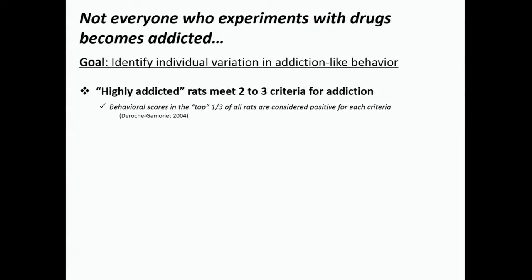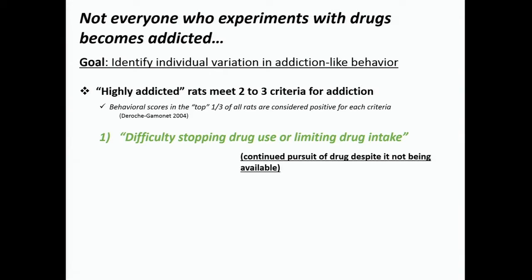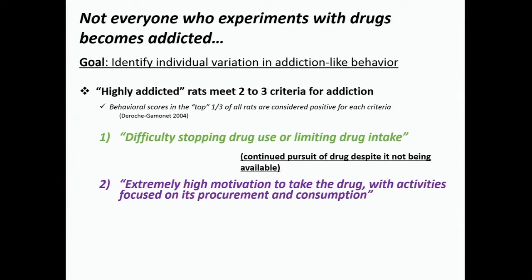And we're going to model this, again, on what has been seen in the human literature and according to the DSM criteria. So, for example, our highly addicted rats will meet 2 to 3 criteria for addiction according to our different behavioral tests. And so these criteria will be difficulty stopping drug use or limiting drug intake. So, for example, they'll continue to pursue drug even when it's not available. Another criterion is extremely high motivation to take drug with activities focused on its procurement and consumption. So, again, as I mentioned before, one example of this might be willingness to pay more for small doses of the drug. By pay, I mean lever press for a very small dose of a drug.